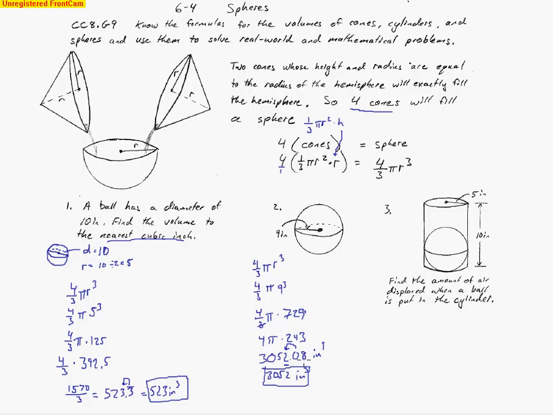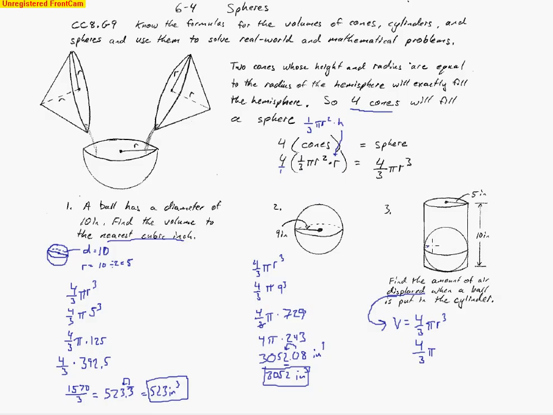So the next problem is one in which they ask for the amount of air displaced when the ball is put into the cylinder. So this air in the cylinder initially, when I put the ball in, it takes up some of the space. And so to find out the amount of air that's displaced would be actually just the volume of the sphere, 4/3 pi r cubed. So we'll go ahead and substitute our numbers in there. So we have 4/3 pi times the diameter.